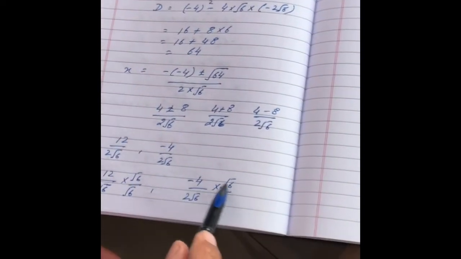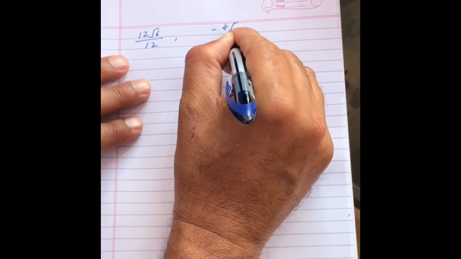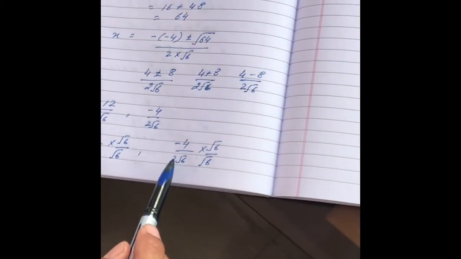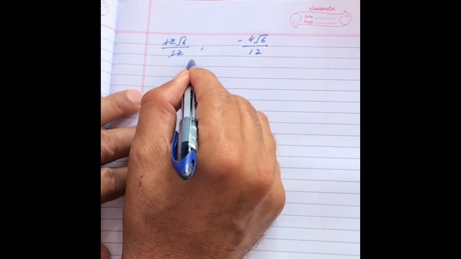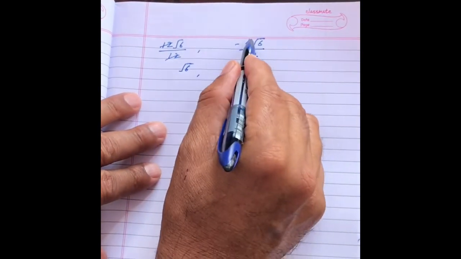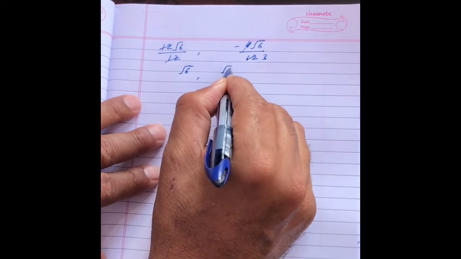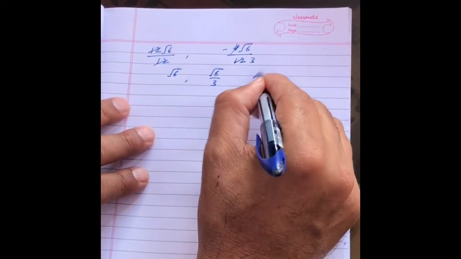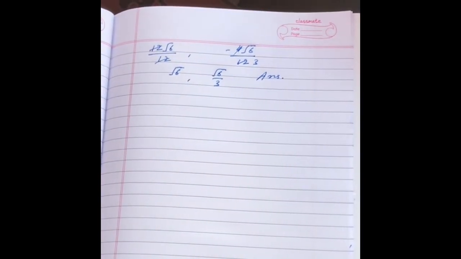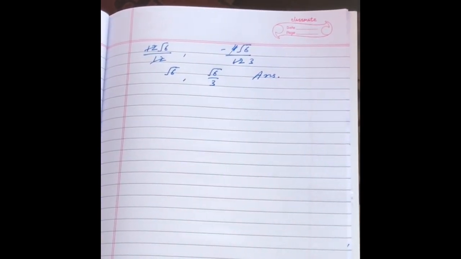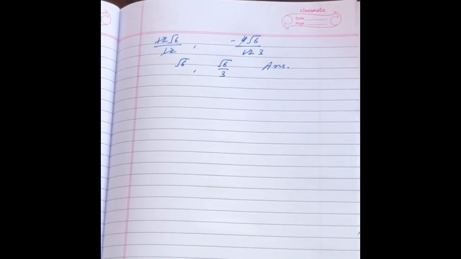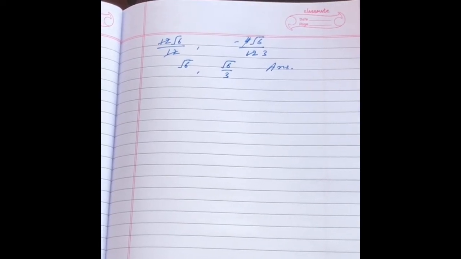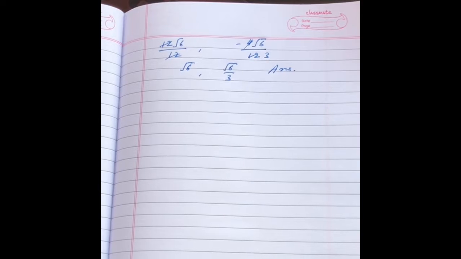Here, minus 4 root 6 upon the same, root 6 into root 6 is 6. So this 12 cancels with 12. It is root 6. And this is minus root 6 upon 3. These are my answers. Then the others, 13 and 14, are for you to solve. If there is any problem, you can tell me, and I will solve it for you tomorrow.